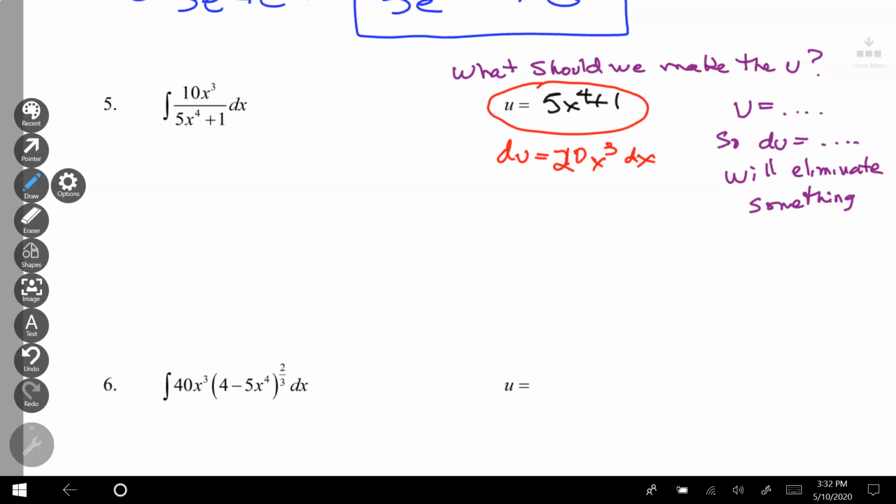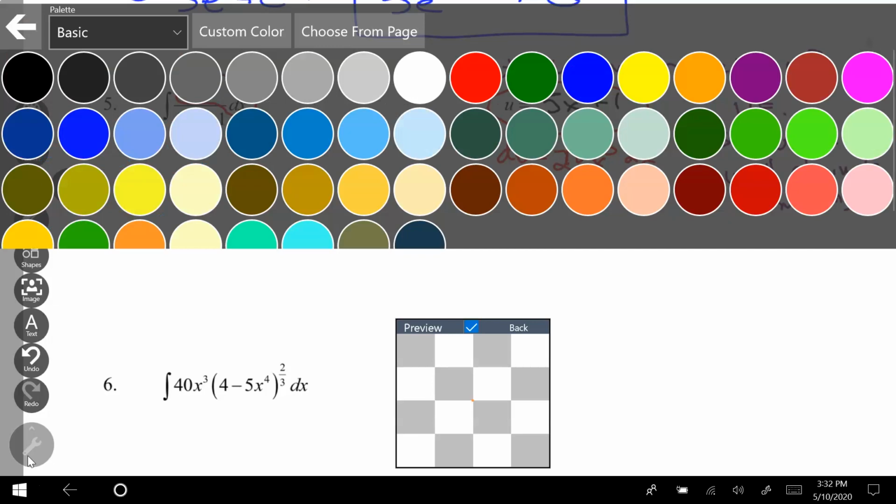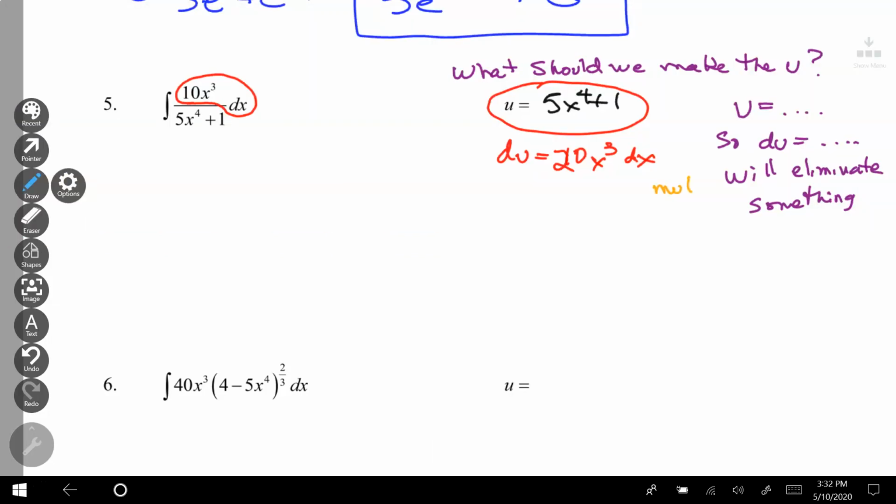I'm like, well, that's not too bad, because look at this, I have 10x cubed dx. So all I really need to do is multiply by a half. I get a half du is equal to 10x cubed dx, which is what I wanted. So I can rewrite this problem as 1/2 times, well, 5x to the fourth plus 1 is in the denominator, so times 1 over u du. And that's what I get.